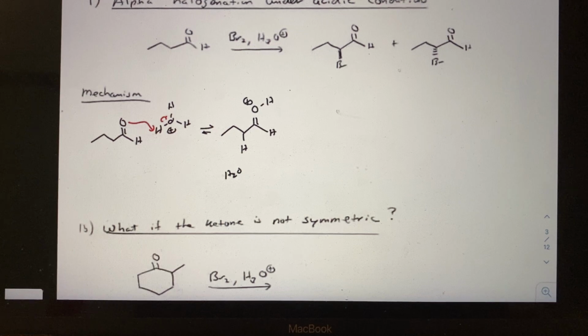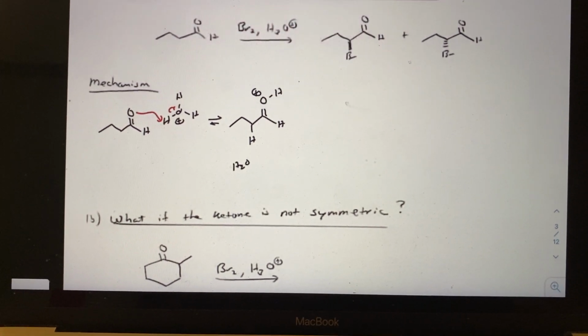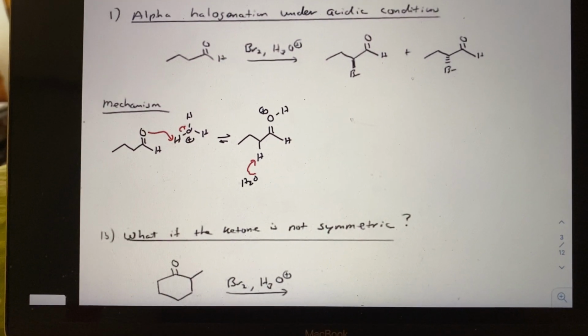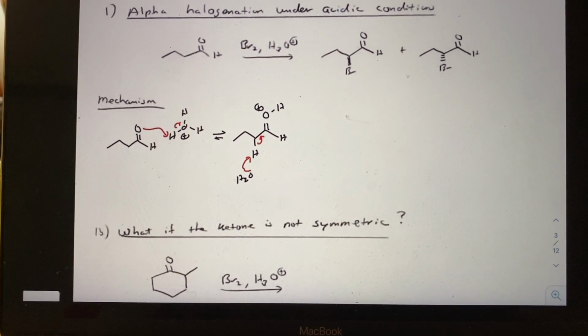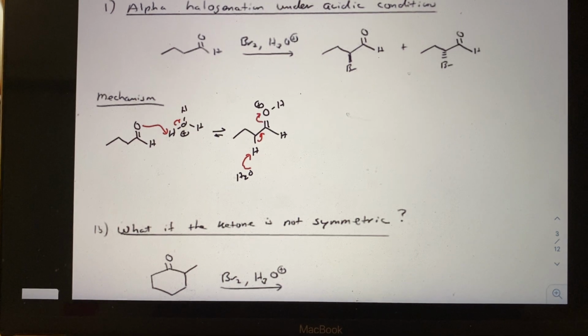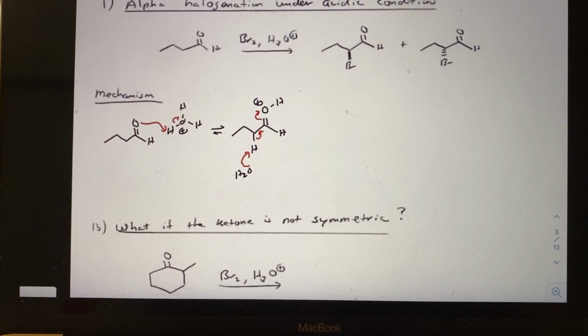Sometimes you'll see it drawn like this as well. Let's go ahead and then take this proton off, but to keep with our positive formal charges, let's move these electrons here, and we're going to form the enol all in one step. Move those electrons up into the oxygen.